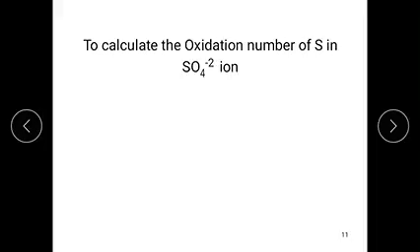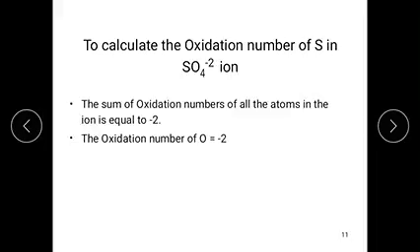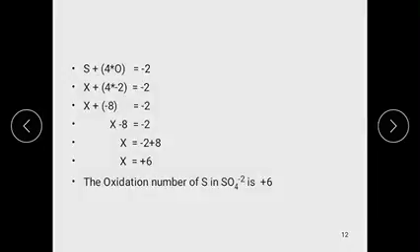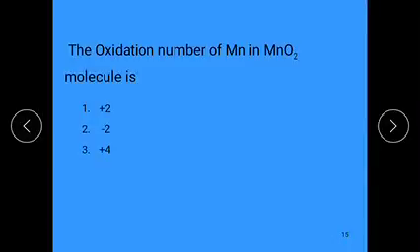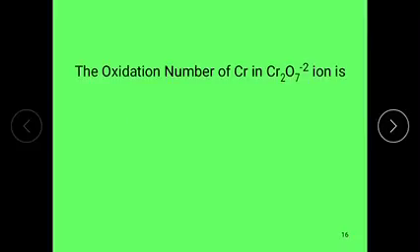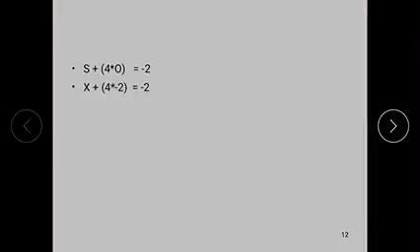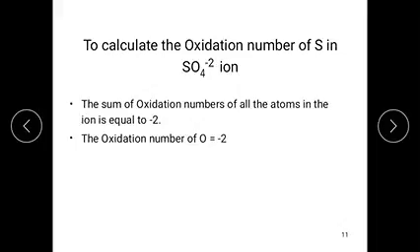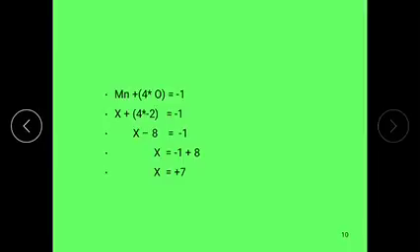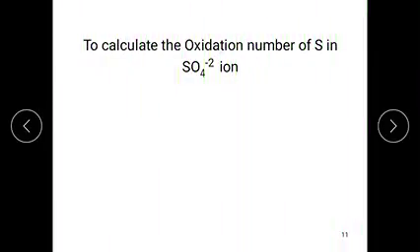Okay, let us see one more example. Calculate the oxidation number of sulfur in SO4 minus 2 ion.